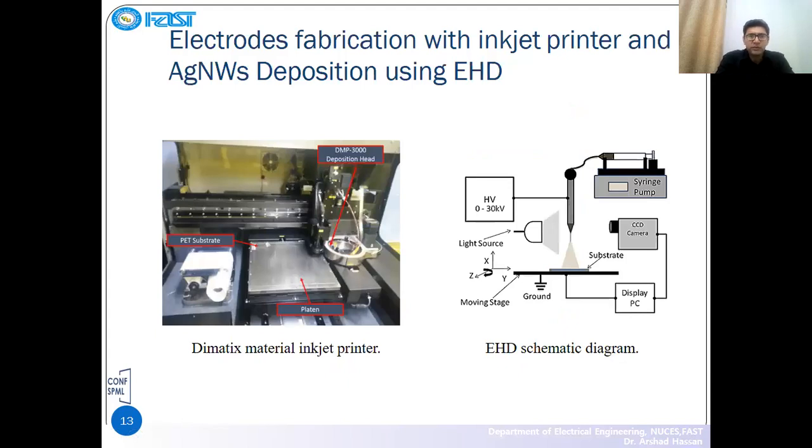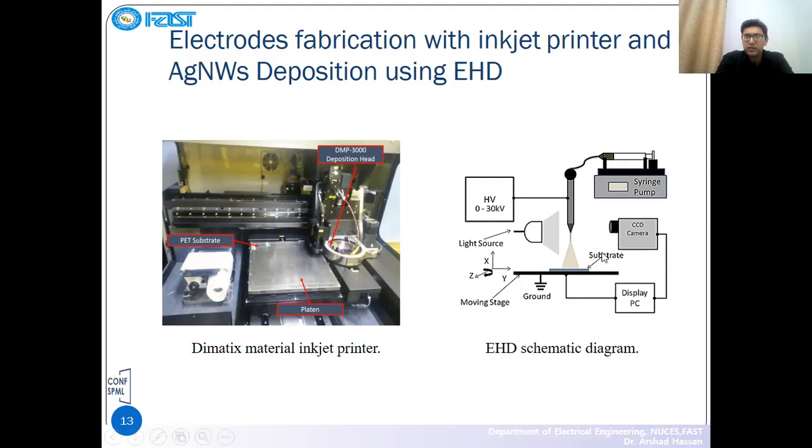So this is the fabrication of the sensor. For fabrication of the sensor, we used an inkjet printed sensor. Here you can see we place the substrate, a PET (polyimide) transparent substrate, and this is the head, and this is the platen we have placed here, and we fabricated the silver nano ink electrodes.